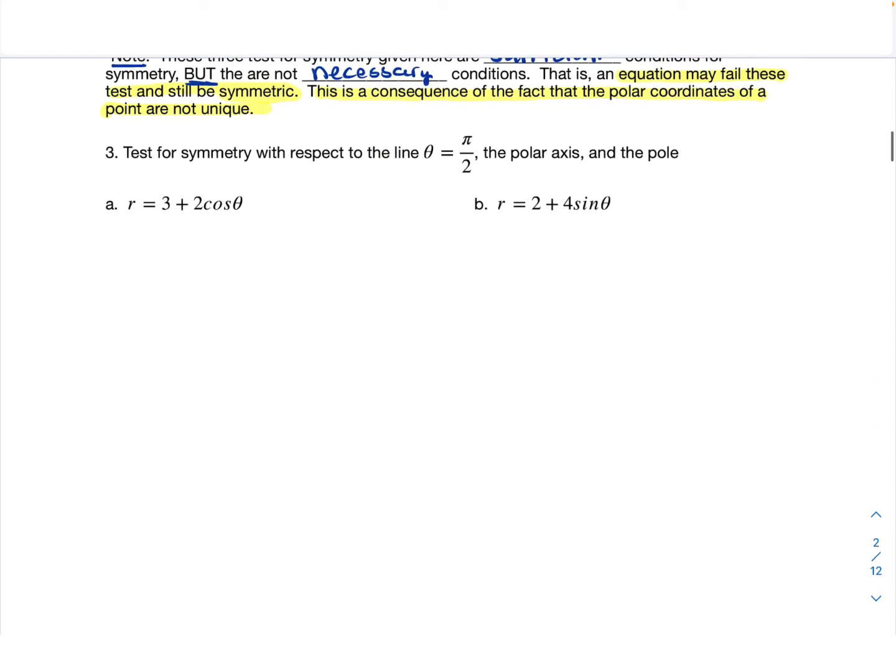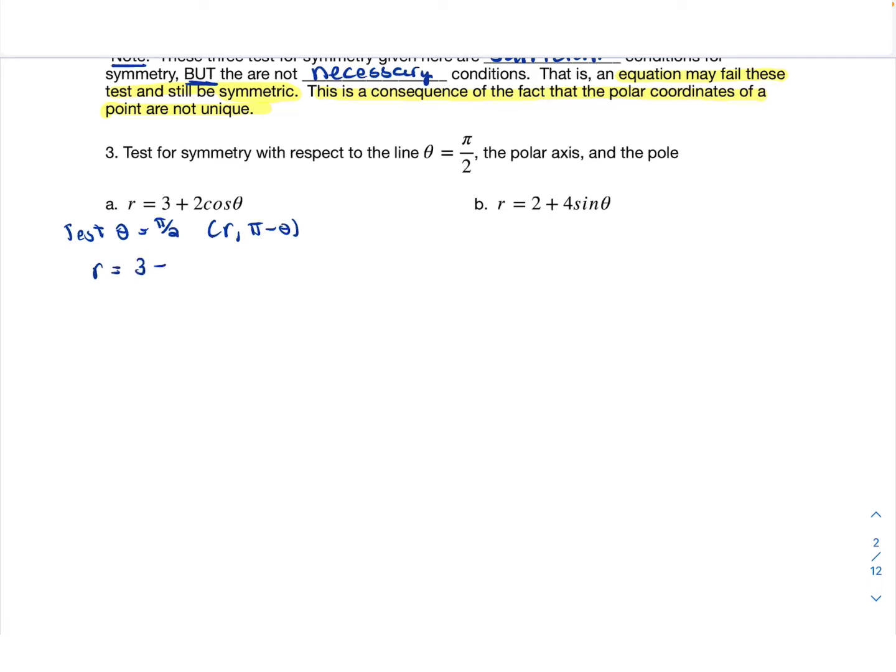So just do the algebra for this. For right now, we're going to test to see if we have any symmetry with respect to the line theta equals pi over 2, the polar axis, or the pole. Also, you can have multiple symmetries. It's not like on the xy axis, where if it's symmetric with respect to y, it can't be symmetric with respect to x. With polar graphs, you can have more than one symmetry, so you always have to test all three.